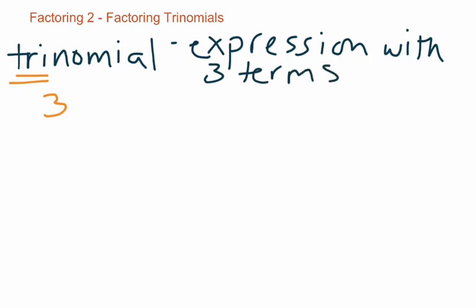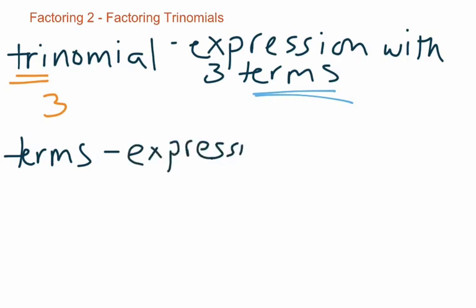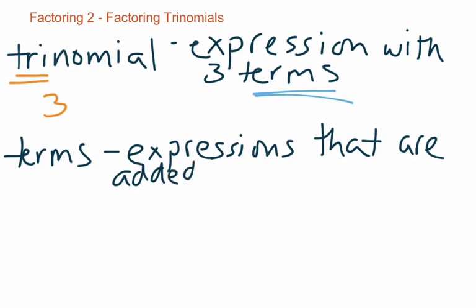Now, in order for that definition to make sense, we need to remember what terms are, and we have defined terms earlier in the year because we talk about combining like terms. So let's just kind of refresh our memory on that. Terms are expressions that are added or subtracted, as opposed to factors, which are multiplied. So you have factors which are multiplied, and then you have terms which are added and subtracted.